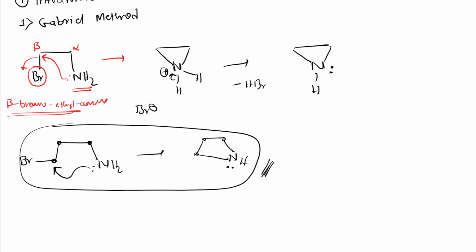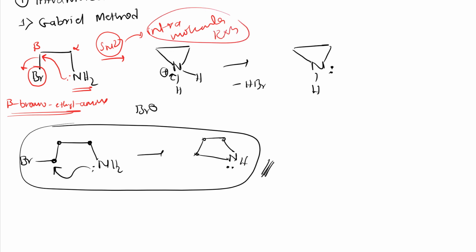So it is an intramolecular SN2 reaction, simply SN2. Within the molecule it is taking place, so we call it intramolecular. Intra means a within-the-molecule reaction. So this is the name you can call it, or simply you can call it the Gabriel method for synthesis of aziridine. Next one, this is also very interesting.